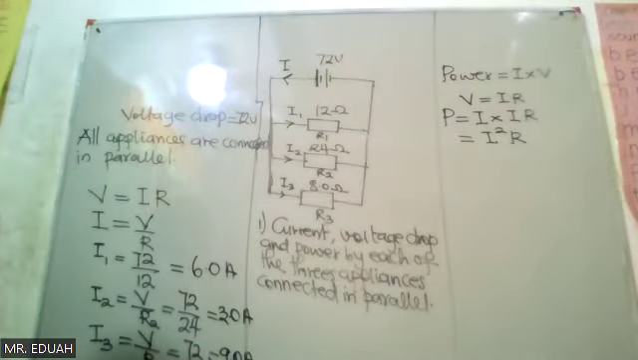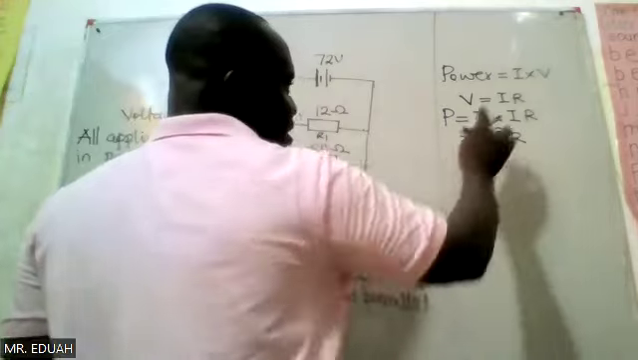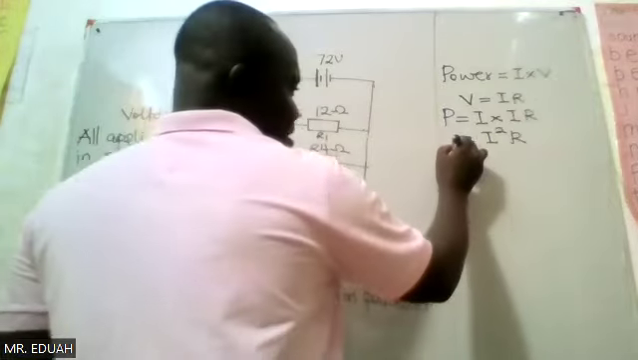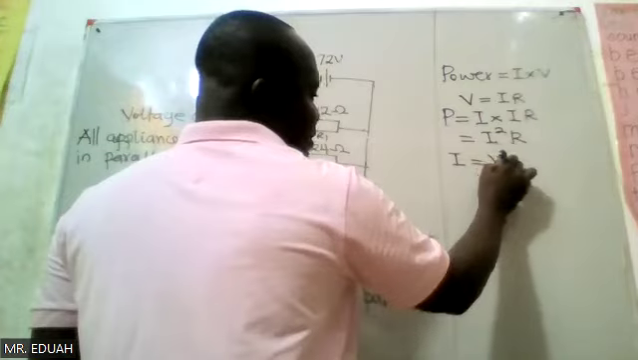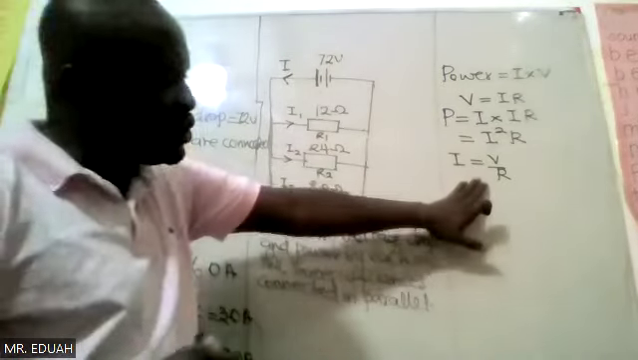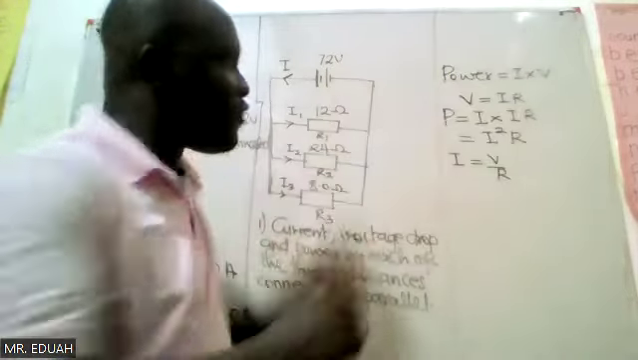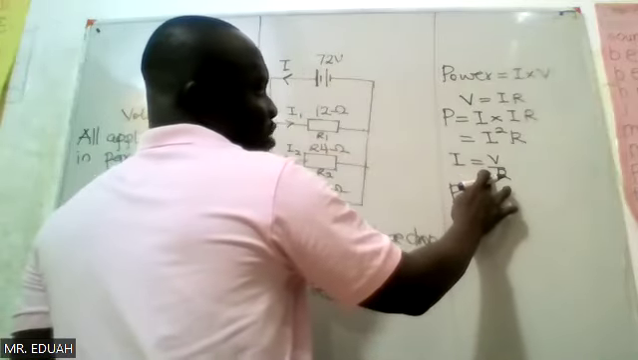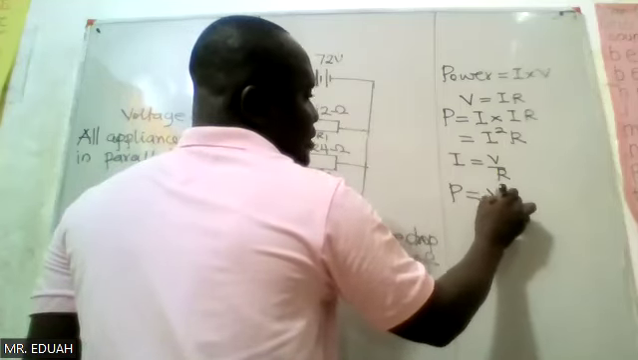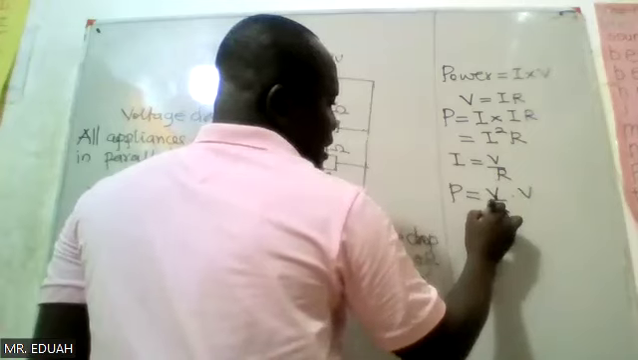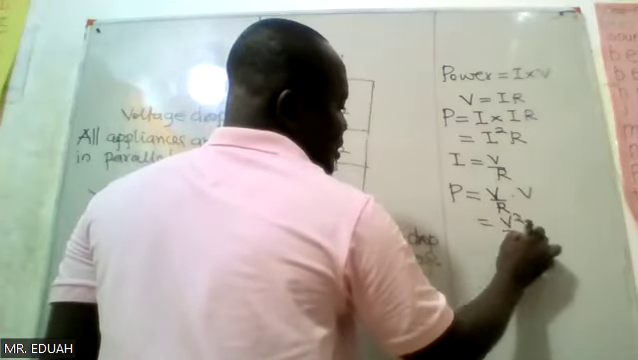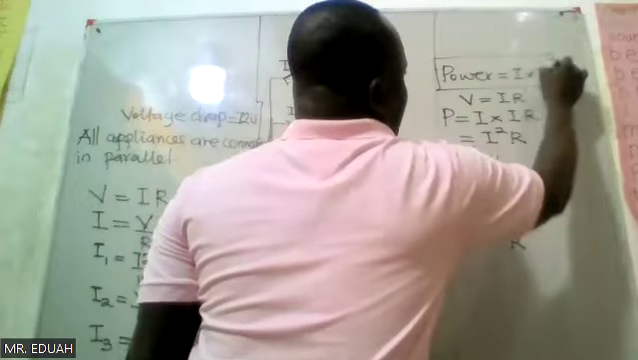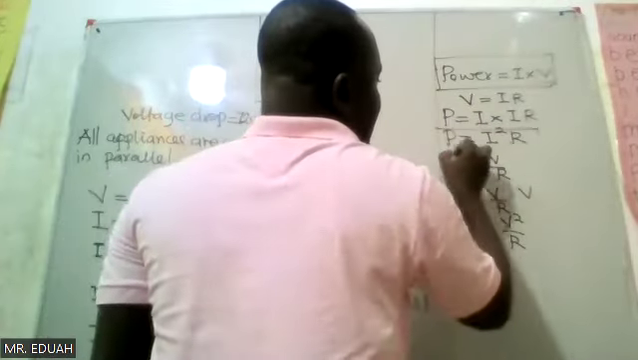Another relation for power. From Ohm's law formula, when I make I the subject, I have V on R. If I substitute I into the power formula, in place of I, I'm going to put V on R. So I have V on R times V. I have V squared over R. So these are the different formulas or relations for electrical power.